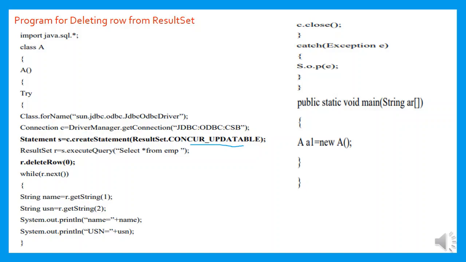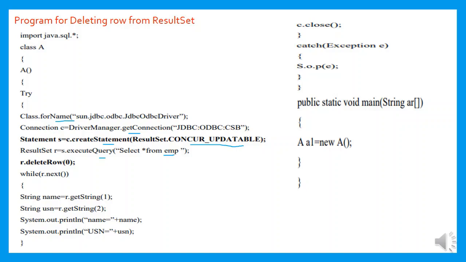So concurrent updatable is used when you are going to perform manipulation operations on the table. So we have loaded the driver, we have established the connection, then we have created the statement of type concurrent updatable, then we are executing the query on the employee table. From this employee table, I want to delete the first row. Then we need to specify the row index. The row index always starts from 0 and so on. The column index always starts from 1 and so on. So I want to delete the first row.